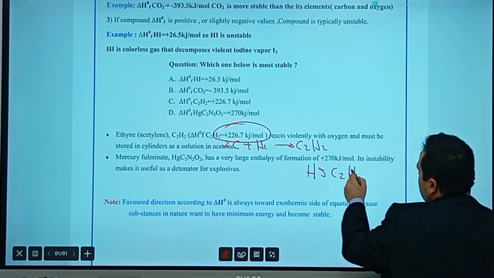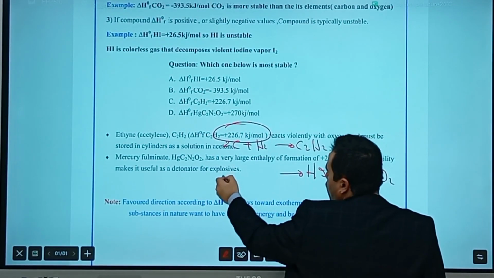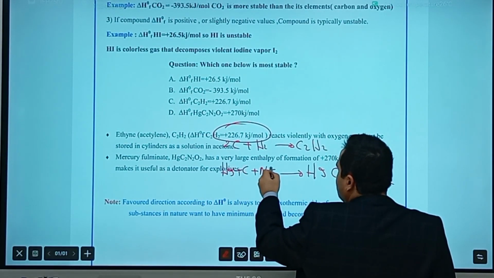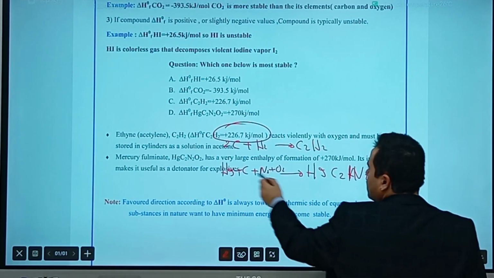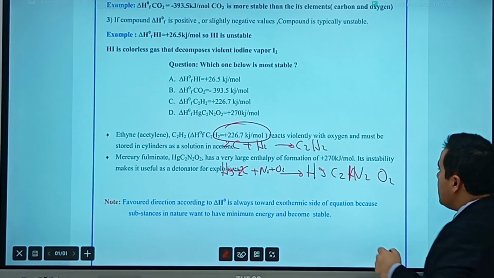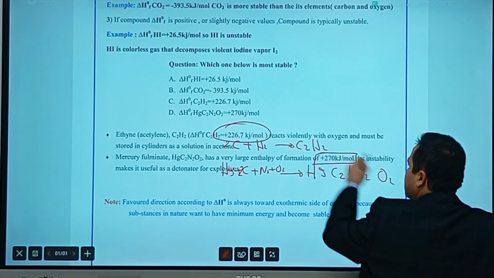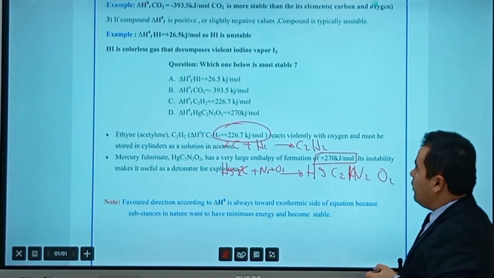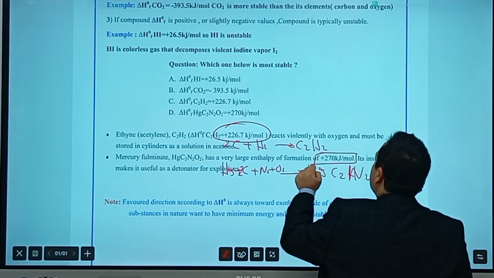HgC2N2O2 from Hg plus C plus N2 plus O2. To balance, there should be 2 carbon. That's balanced equation. The formation of mercury fulminate has a positive enthalpy, which is 270 kilojoule per mole. So guys, these two are unstable.